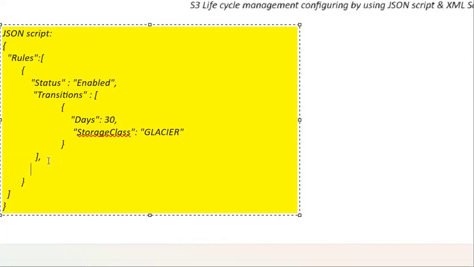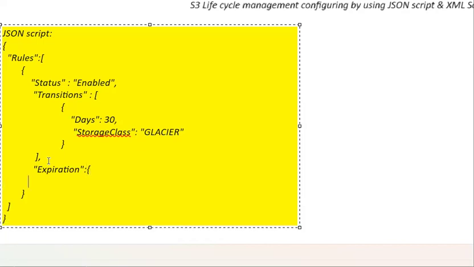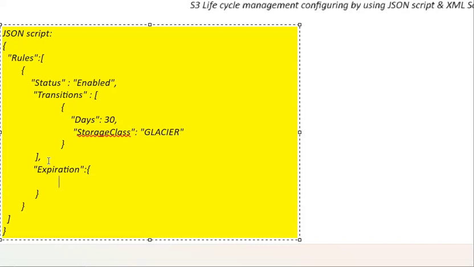Now let's say I want to delete, or you can say I want to expire, my objects which are present in the bucket after 365 days. So how to write it? You write Expiration. Under this Expiration, you need to specify after how many days you want to expire. So I want to expire after 365 days, so I'd like to write my Days as 365. Like this, you can specify this as well.